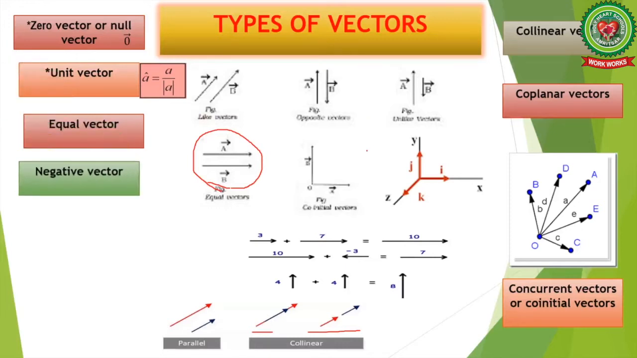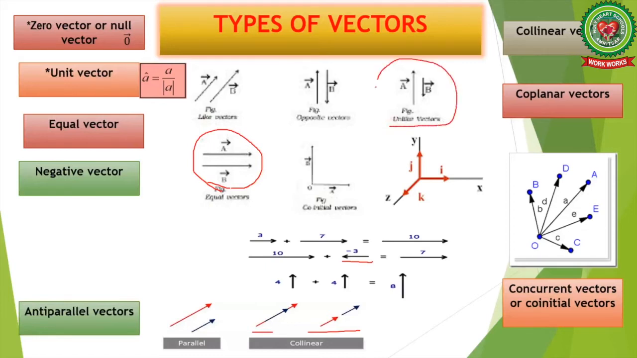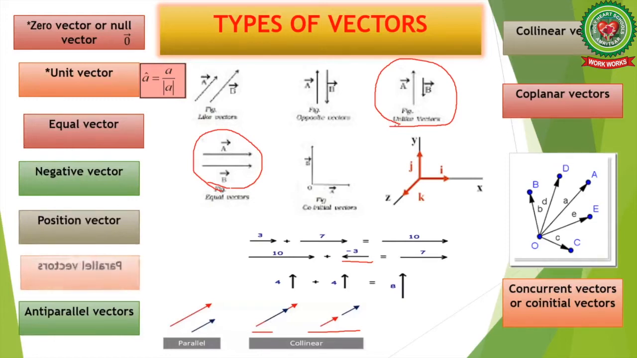Next, negative vectors. Here you can see a negative vector in the opposite direction. Then anti-parallel vectors. If two vectors are opposite to each other, they are called anti-parallel vectors, also called unlike vectors. Next is the position vector. Any vector which represents the position of a point is called a position vector. Then there are parallel vectors: two vectors which are parallel to each other. They are also called like vectors, like A and B. It's not necessary that their magnitudes are the same, but they should be parallel. Such vectors are called parallel vectors.